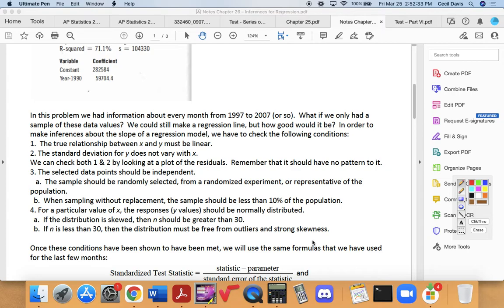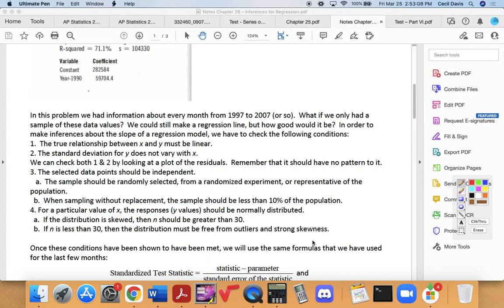They need to cluster around something. They can't just be all over the place. So you look at the distribution. If the distribution is skewed, n has to be greater than 30. If n is less than 30, the distribution must be free from outliers or strong skewness. We keep doing this over and over again. So basically, it really has to look linear and it has to be a random sample.